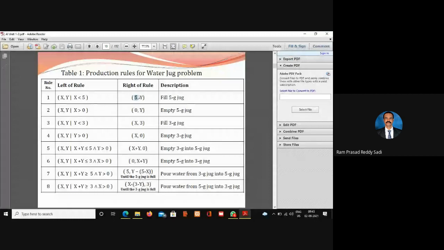X comma y, you are trying to throw away all the water. When can you throw away all the water? There should be at least some amount of water. That's the reason we say x greater than 0.